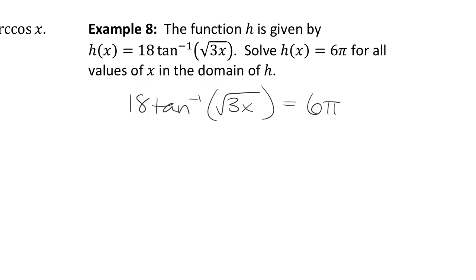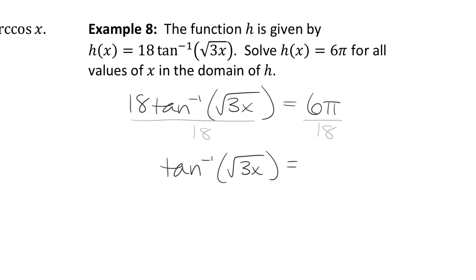We're trying to isolate the tangent first, the inverse tangent. What do I do on both sides? Divide by 18. I'm going to divide and reduce at the same time. So this becomes inverse tangent of square root 3x equals 6 pi over 18. I need to do 6 over 18, and I don't have a calculator to do it. 6 goes into 6 once. 6 goes into 18 3 times. 1 over 3. So this becomes pi over 3.